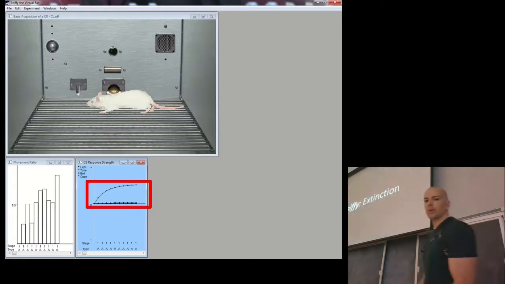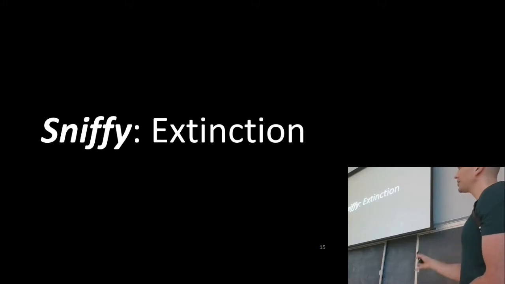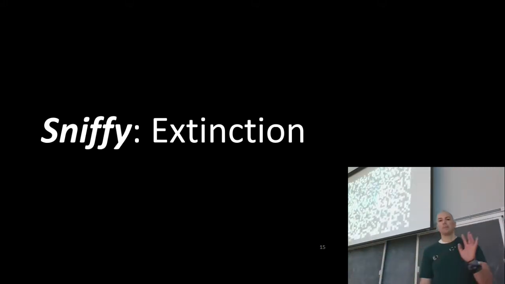Sniffy assignment number 2 is extinction. And this is often the second stage to any sort of learning demonstration, to literally just get rid of the learning that you just accomplished. So when you do this in real life and it takes you a long time to get this rat trained, it's almost excruciating to say, all right, we finally got this rat trained, let's untrain him. But it's just the kind of convention. So exercise number 2, extinction.